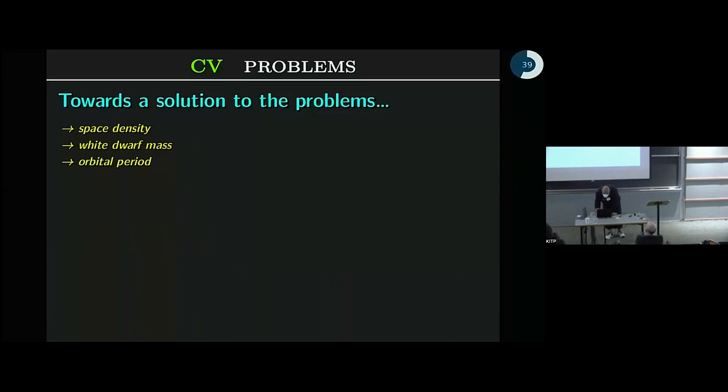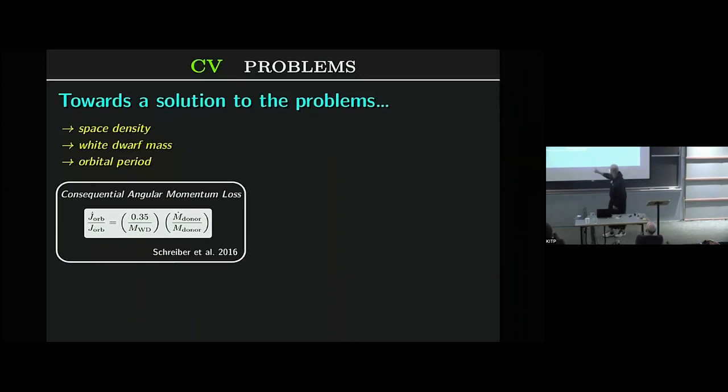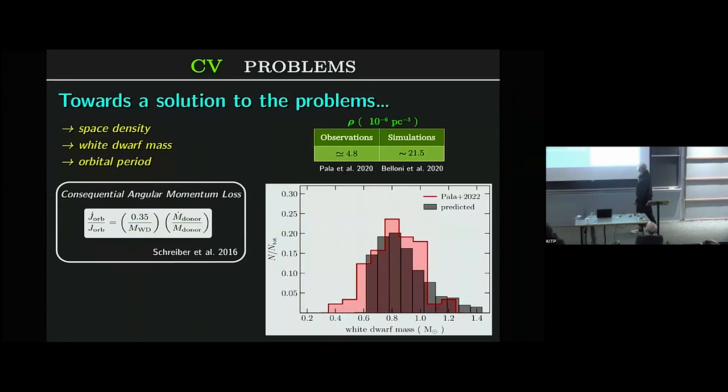We can also think about the problem with these other three observables. And this is an idea by Matthias and collaborators in 2016, that they proposed that if consequential angular momentum loss has this dependence with the white dwarf mass, then these problems could be solved or at least alleviated somehow. And this is really the case. For example, when we apply this model and compare the space density above, we can see that we are predicting much less systems now with this model, but we still predict more than observed. The white dwarf mass distribution is also improved, but we are still missing some systems here with very low mass CO white dwarfs, and even some potential helium white dwarfs here.